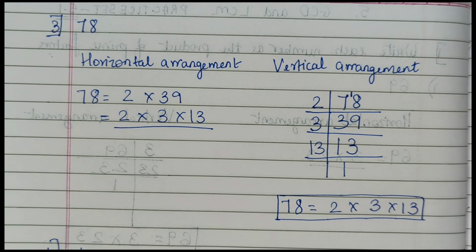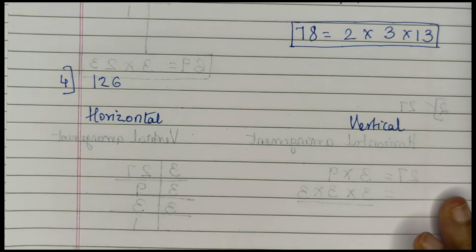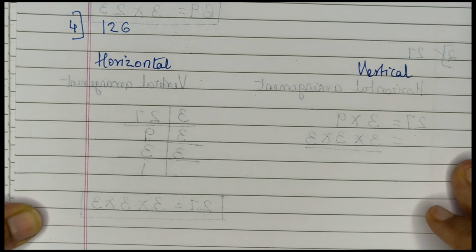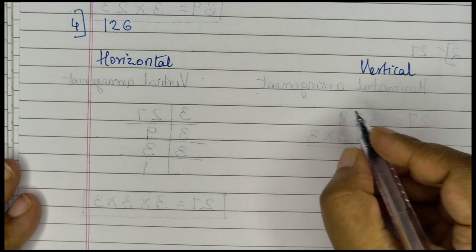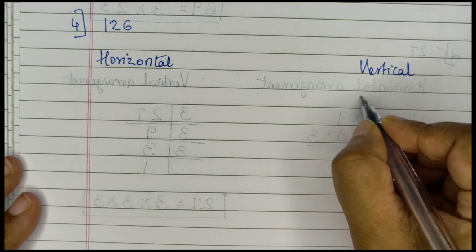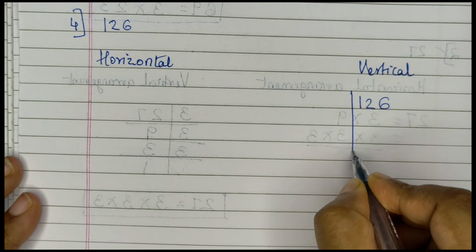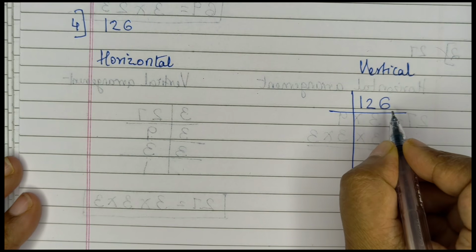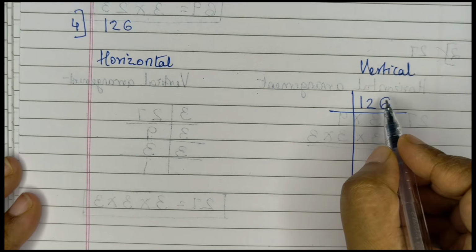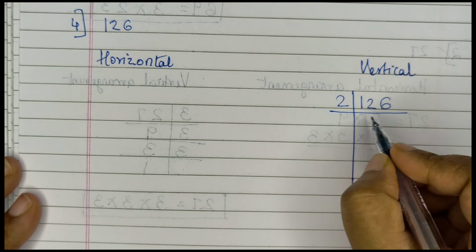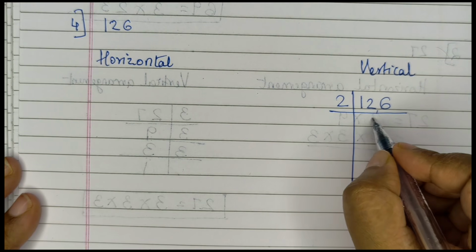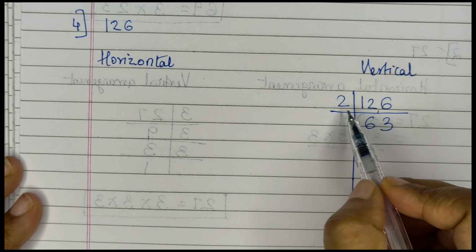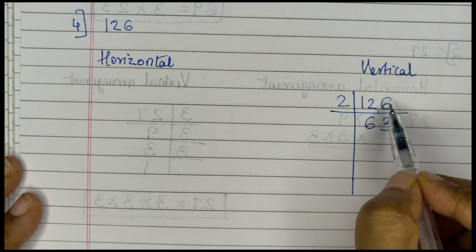Now see the next one. 126. Okay, we have 126 here. Again, we will first do the vertical method. Now what is our last number? Last number is 6. So 6, again we will take the 2 times table. 2 less than 12, what will you take? 2 sixes are 12 and 2 threes are 6. Understood?